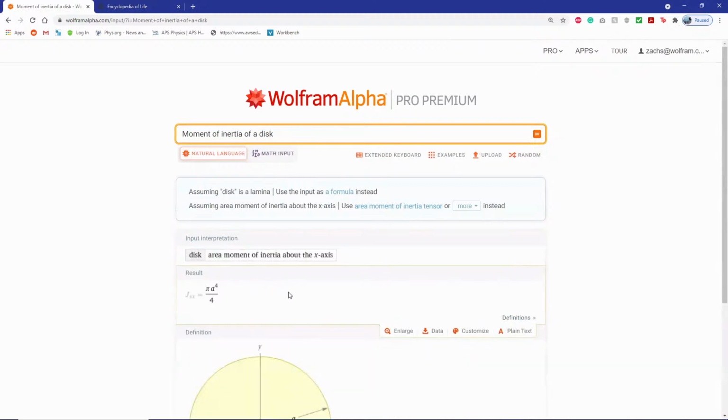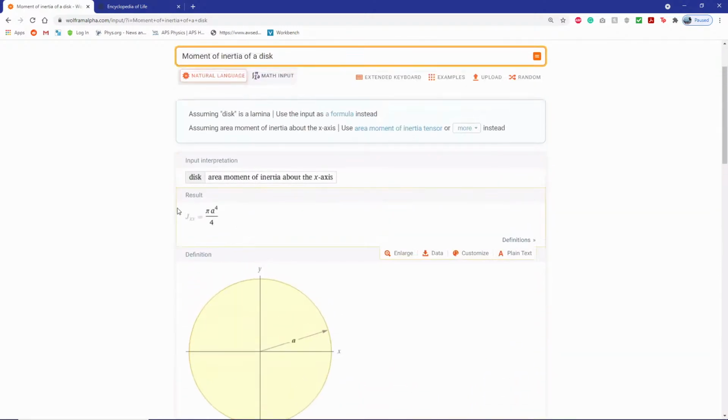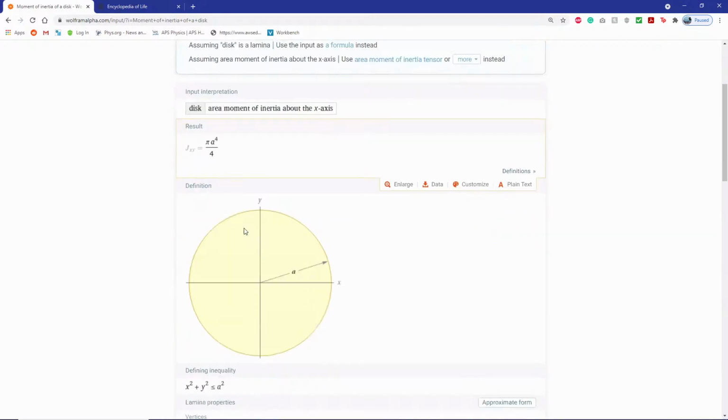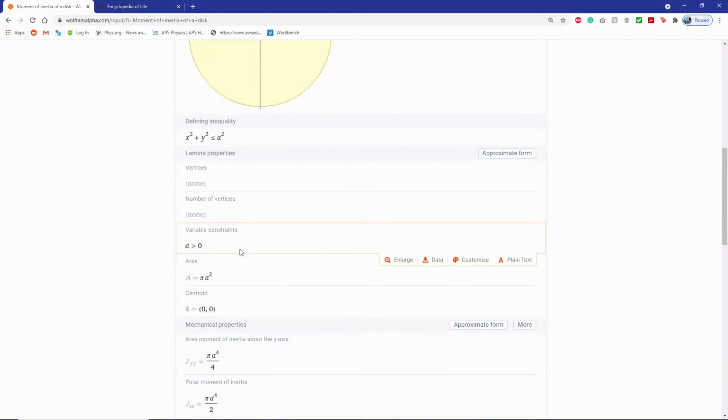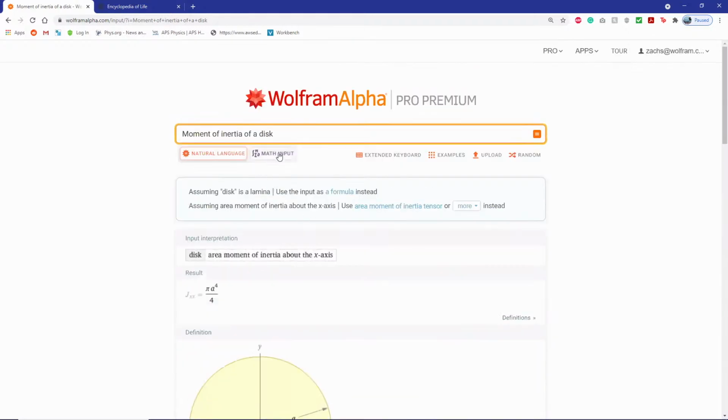So it's very cool. We can look at a disk. A disk is really easy. This is a tensor where only the diagonal elements matter, nothing else. So it's much easier. The polar moment is the only special one, it's over 2. So that's pretty cool. You can pull up this information if you're trying to recall or make a formula sheet or something like that.